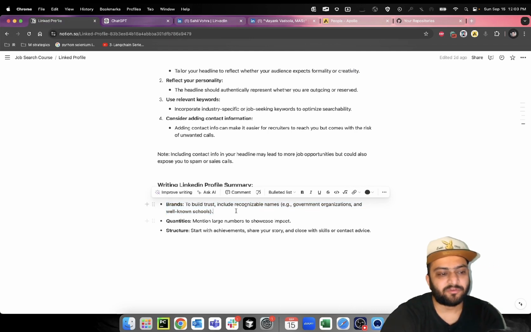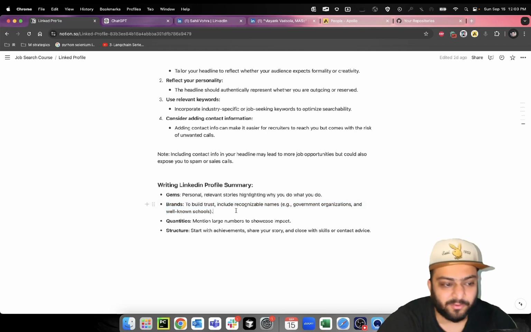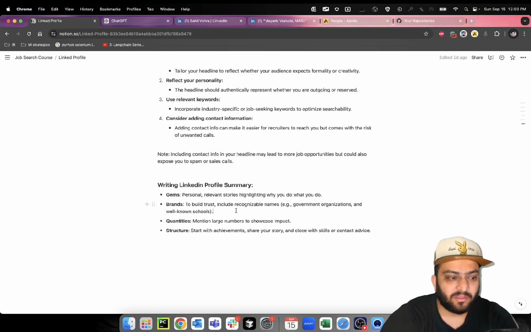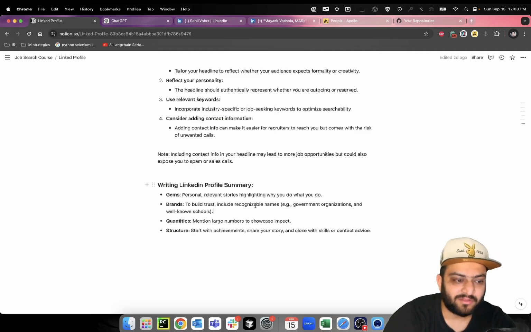But yeah, you can also put URLs to, let's say, your research paper, your GitHub, or maybe your personal portfolio website, right? Qualities: mention large numbers to show the impact that you've made. Start with achievements, share your story, close with skills or contact advice. So yeah, this is important.